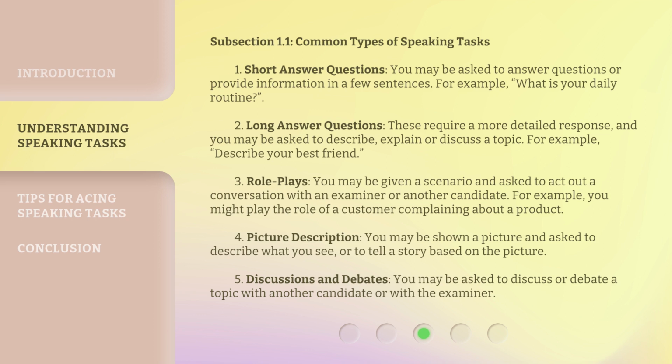3. Role plays. You may be given a scenario and asked to act out a conversation with an examiner or another candidate. For example, you might play the role of a customer complaining about a product. 4. Picture description. You may be shown a picture and asked to describe what you see, or to tell a story based on the picture. 5. Discussions and debates. You may be asked to discuss or debate a topic with another candidate or with the examiner.